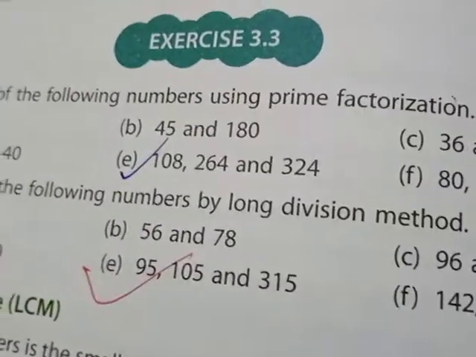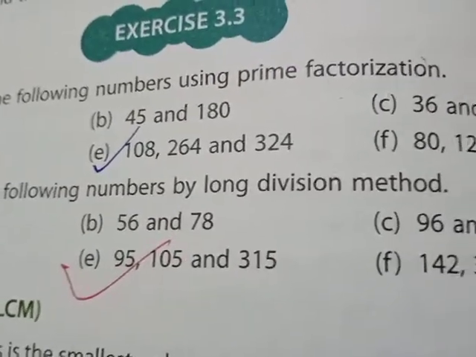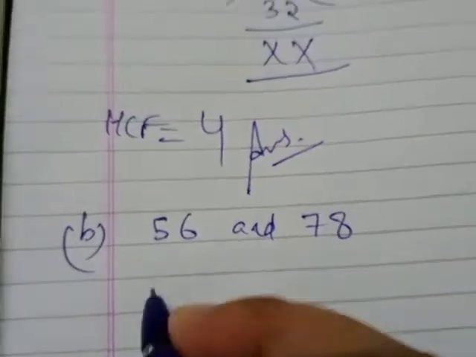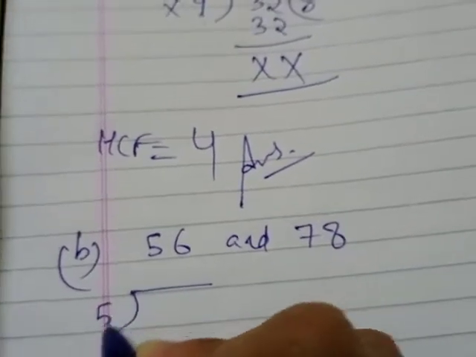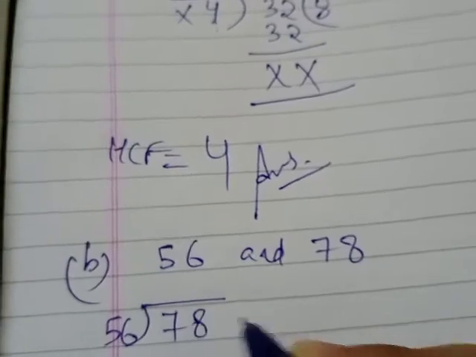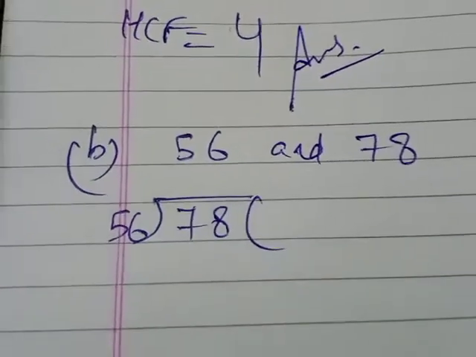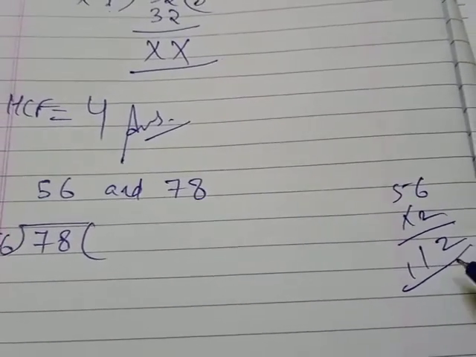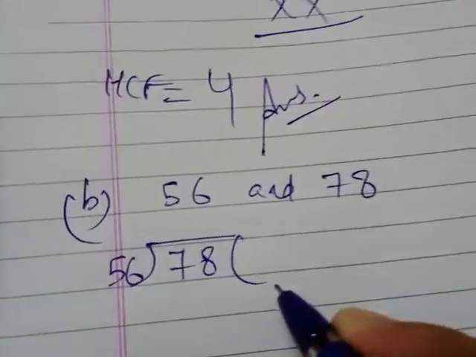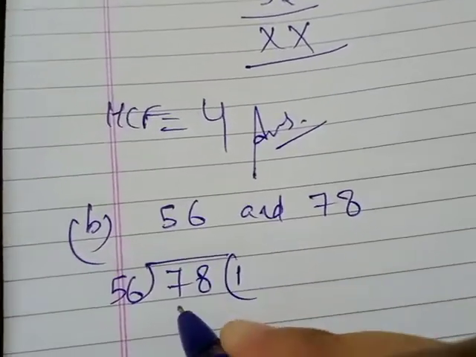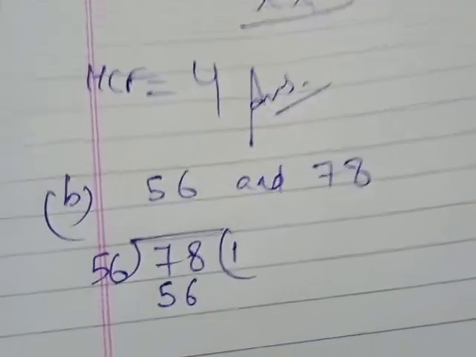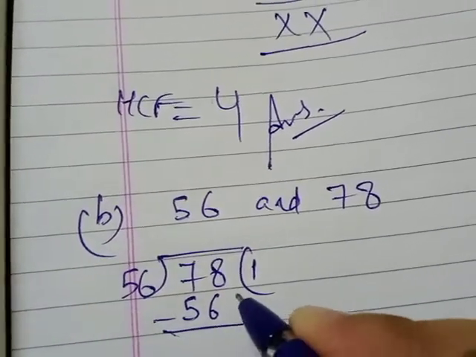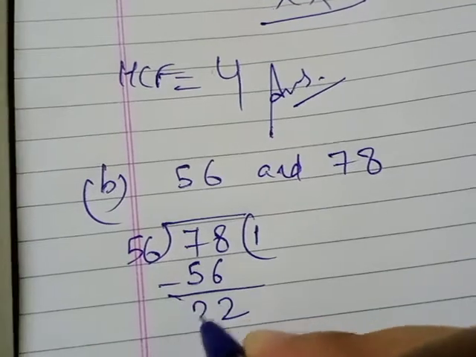See, the question is 56 and 78. Pay attention carefully. First of all, we will write here 56, then we'll write here 78. Now you have to divide the two numbers. So you check 56 into 2, 2 6 are 12, you will get here 112. 112 we cannot write here. So 56 1 times we will write here 56. Okay, then we will subtract. 8 minus 6 is 2, 7 minus 5 again 2.